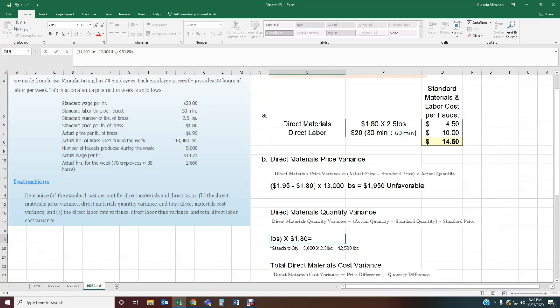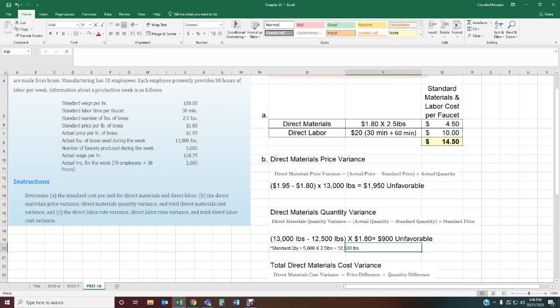So, direct materials quantity variance. We anticipated using 12,500 pounds of brass. We actually used 13,000 pounds of brass. So we used more brass than what we had anticipated. Because we used more brass, that $900 variance for my direct materials quantity variance is unfavorable. I spent more than what I had established as my standard. So we have a $900 unfavorable variance.